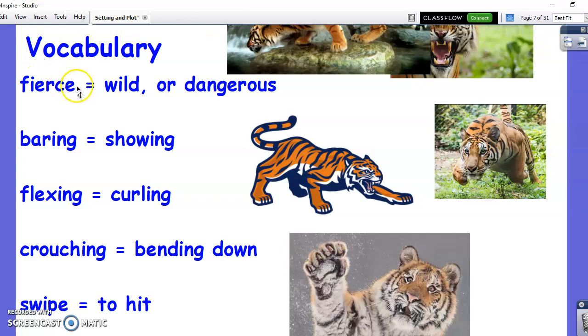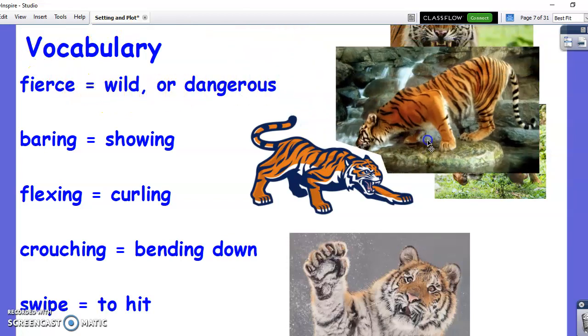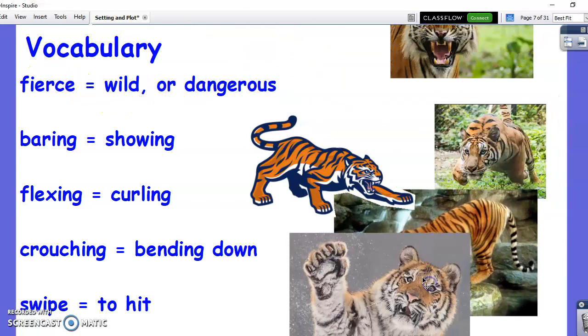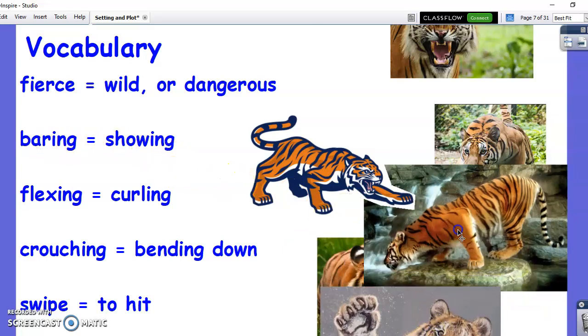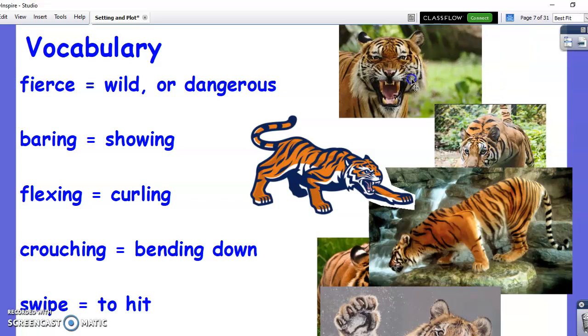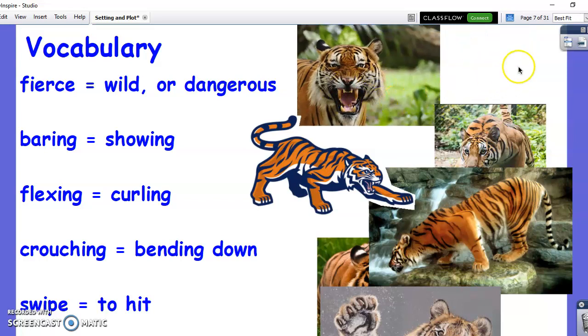Vocabulary. Fierce means wild or dangerous, like tigers. Baring just means showing, like this tiger is baring his teeth. So is this one. They bare their teeth to scare other animals or people, to show them how ferocious or fierce they are. Flexing means curling. Usually we talk about flexing like flexing your muscles, but in this part it could just mean like bending or curling. Crouching means bending down.